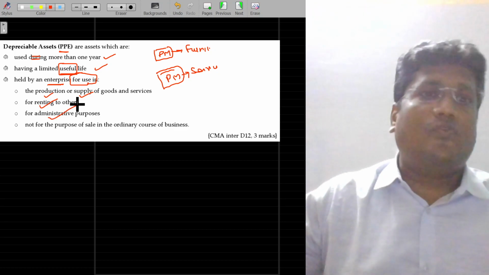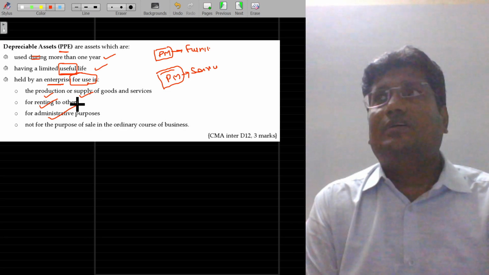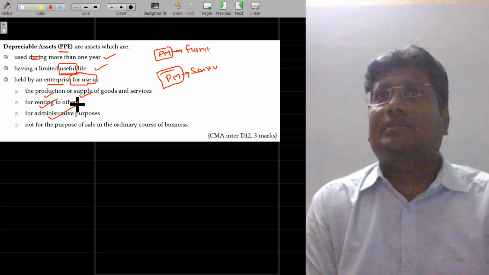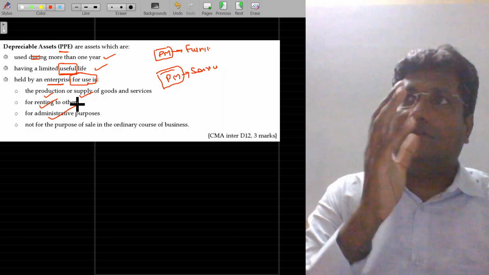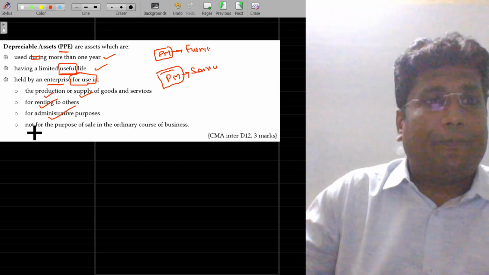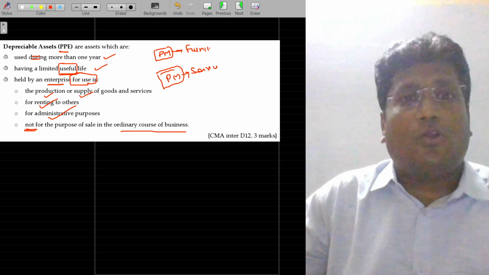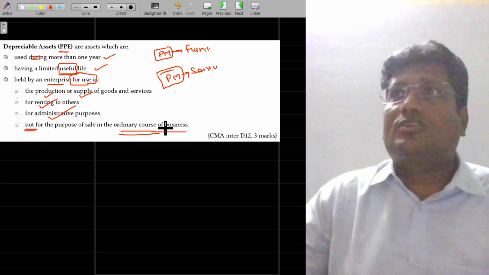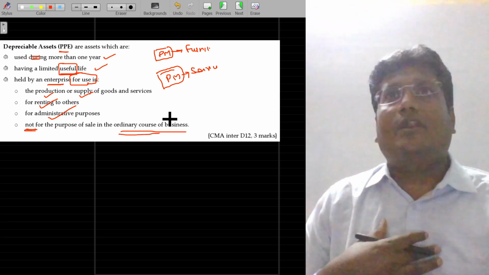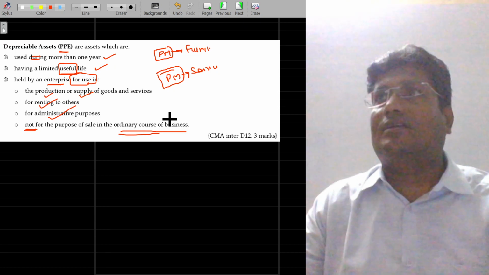And it may be used for administrative purposes also, to bring the office staff, and printing machineries and billing machines and all there in the office will also be an asset. And not held for sale in the ordinary course of business immediately. If I am the furniture mart owner, I am purchasing the furniture, what is the intention? Selling the furniture.